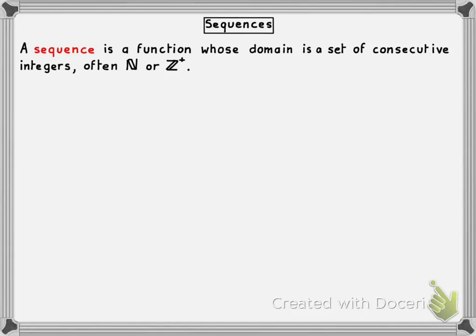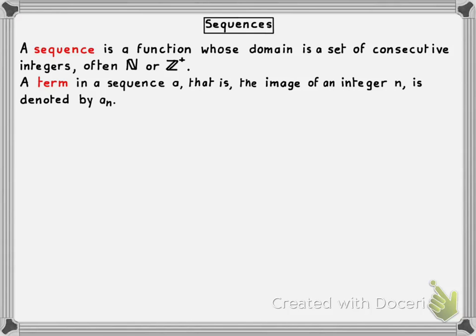So if a sequence is a function, then we know what the domain is. It's a set of consecutive integers. What are the elements of the codomain? Well, it can be anything, but each of these elements of the codomain is called a term. So if the sequence is called A, then each term is called A sub n, where n again is the element of the domain to which that term corresponds. So A sub n is also called the image of the integer if you look at the sequence as a function.